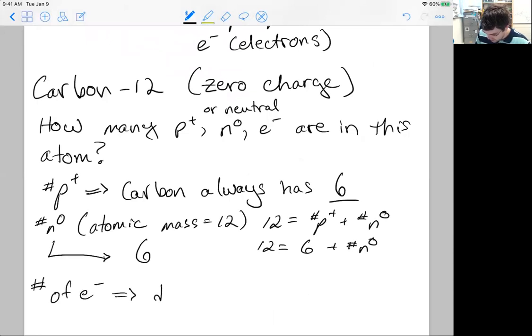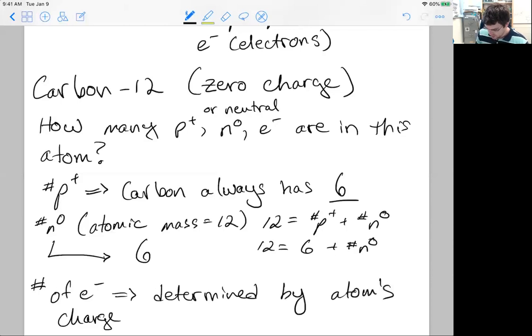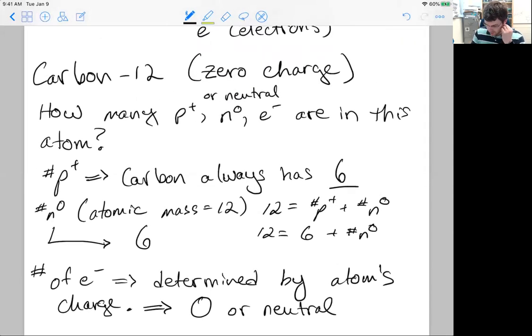This is determined by the charge of the atom that we're looking at. So this is determined by the atom's charge. Okay, so charge, we said before, was 0 or neutral. I'm going to change the page.